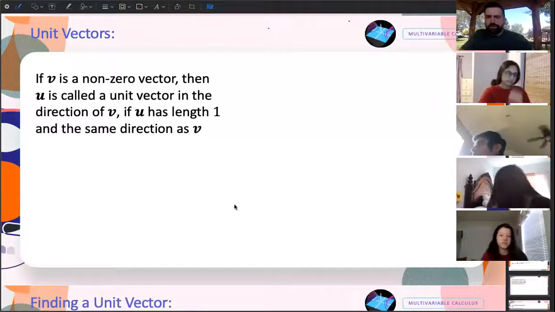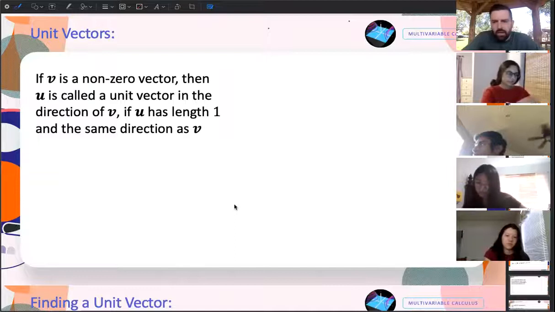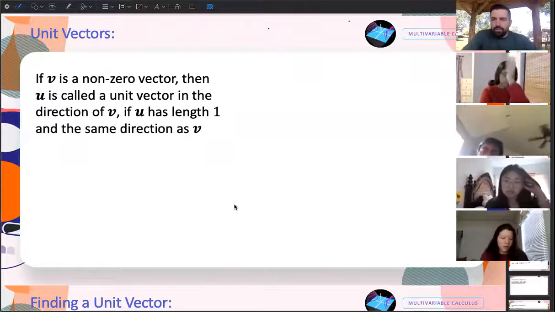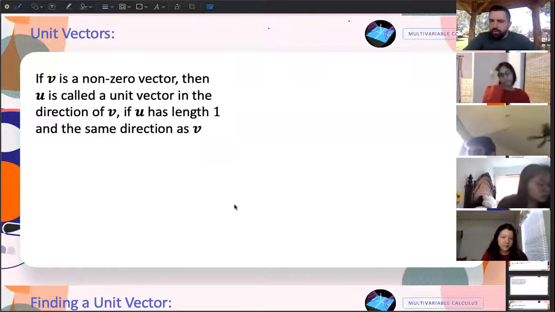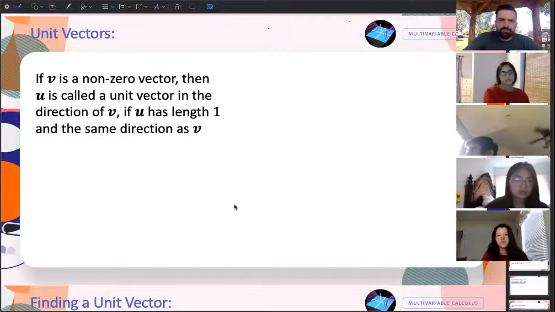So with unit vectors, these show up in a lot of formulas. The main reason is, if you plug any vector you want into a formula, it's very hard to make the formula work for all vectors because the length could be wildly different. One vector may be 2,000 miles long and one vector may be 2 inches long, and it's hard to make a formula work for any of those things. So we use a lot of unit vectors.